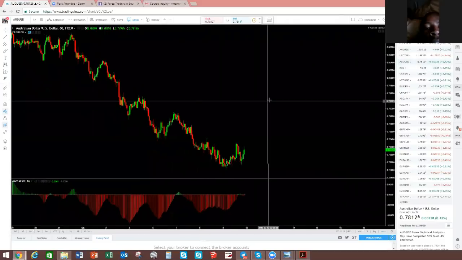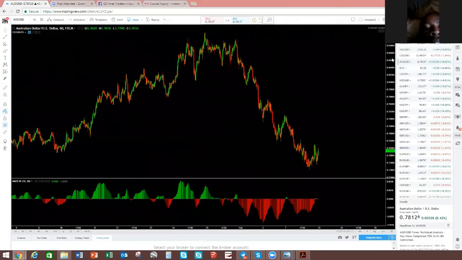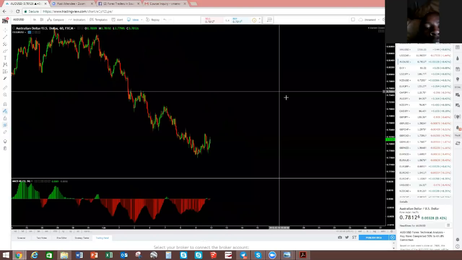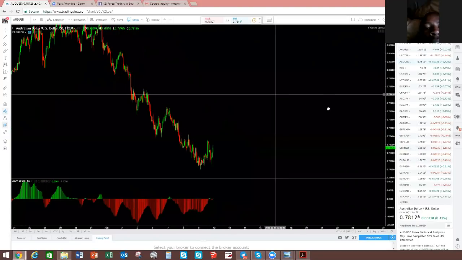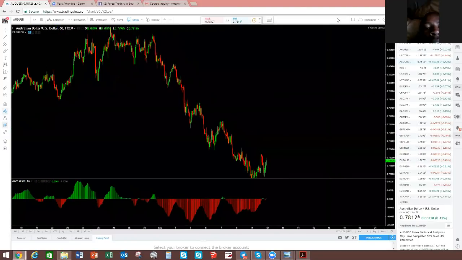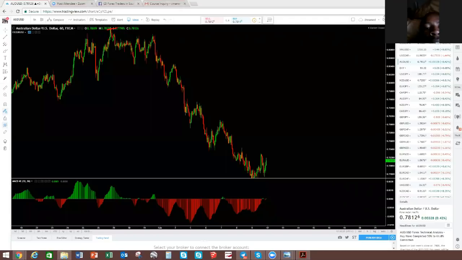Euro US dollar. AUD US dollar. So AUD US dollar, we had that big move from the swing low to the swing high here. So now we have a swing down. We're getting now a correction. Now the question is whether this correction is going to be deep enough. Whether we're getting 1, 2, 3 here before we move higher.